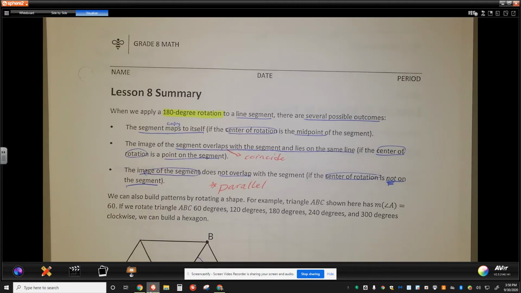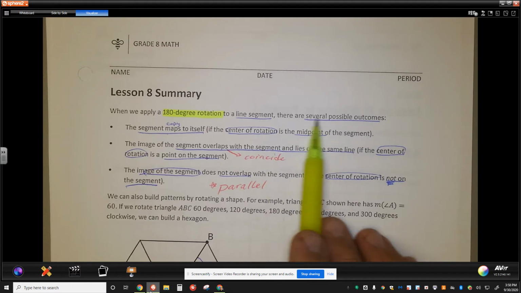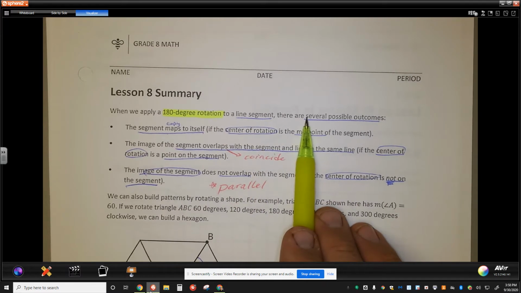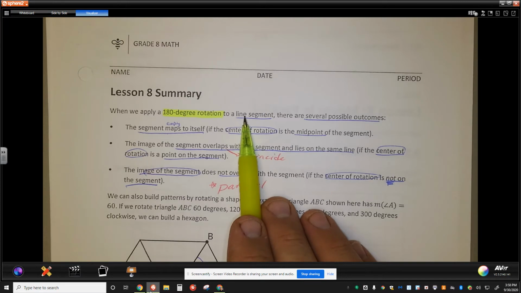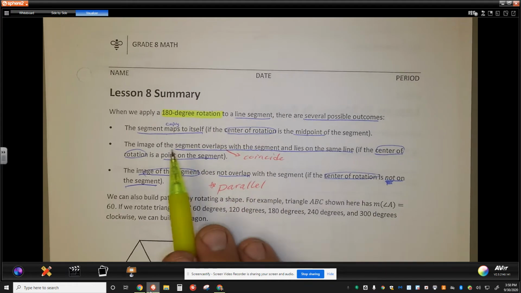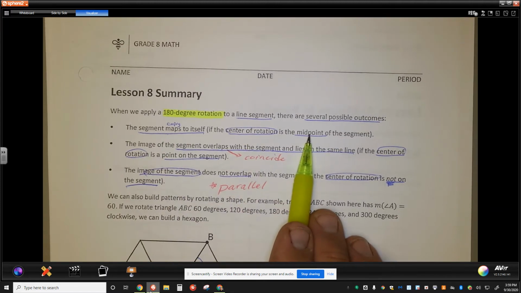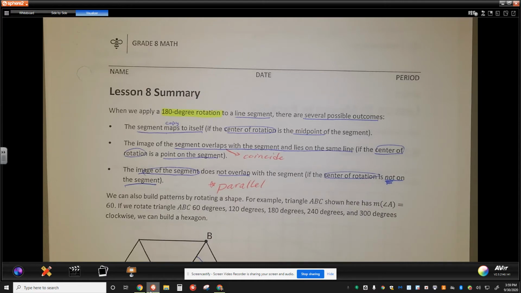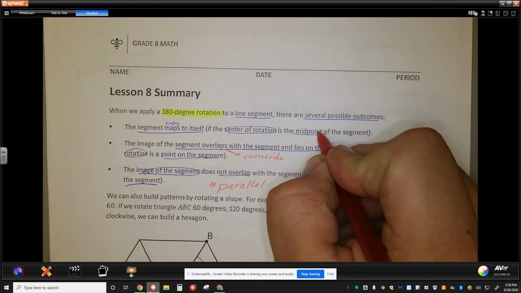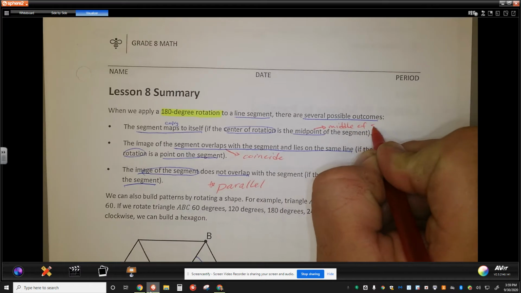We talked about 180-degree rotations of line segments as well as figures. But line segments specifically have several possibilities. Something to know is that a line segment pretty much fits in with any shape that we're going to be translating, rotating, or reflecting. And so a 180-degree rotation is very reasonable to just talk about a line segment. First off, the line segment will copy back to itself if the center of rotation is the midpoint. Again, the midpoint, we can remember, is the middle of the segment.